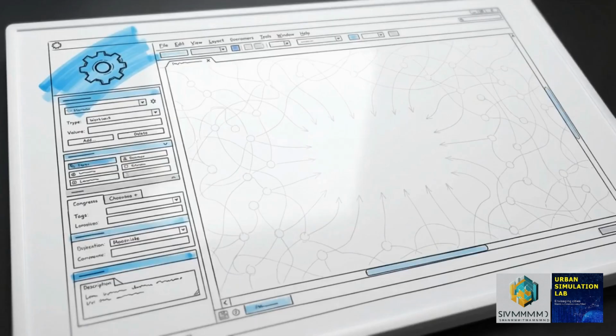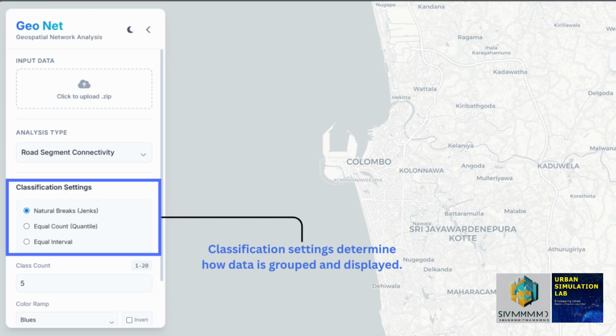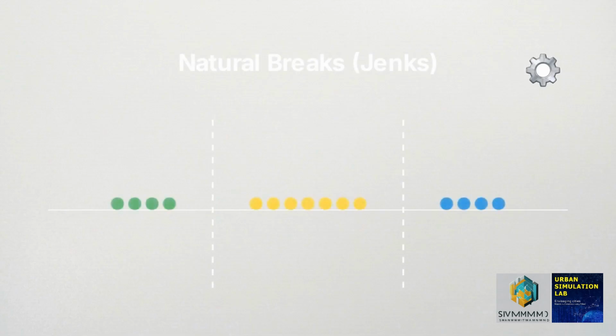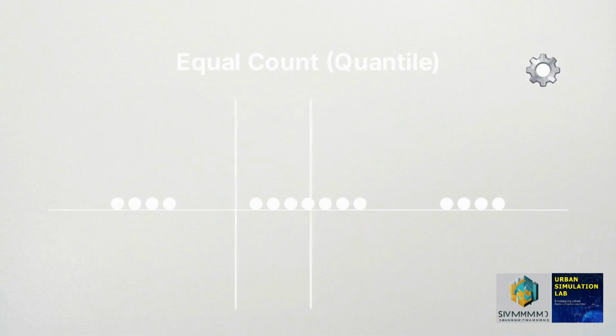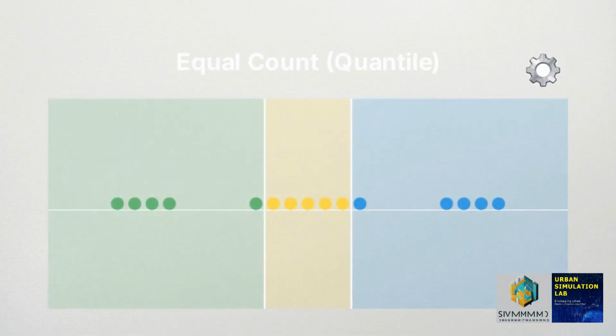With the data loaded, move over to the Parameters module. This is where we assign the mathematical rules that will define your map. Under Classification Settings, you have 3 statistical models to choose from: natural breaks, also known as Jenks, equal count or quantile, and equal interval. The Jenks algorithm groups data by seeking out mathematical gaps, creating distinct categories where values naturally cluster. Now watch equal count. The system ignores natural gaps, instead forcing an exact equal number of data points into each bucket.